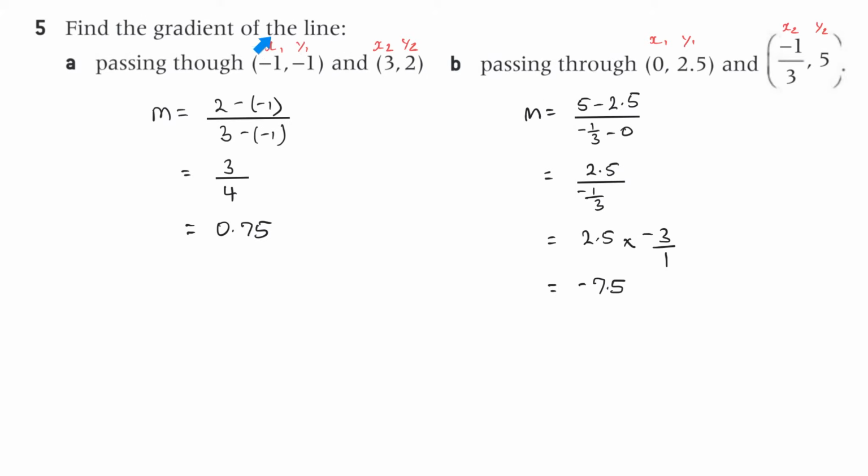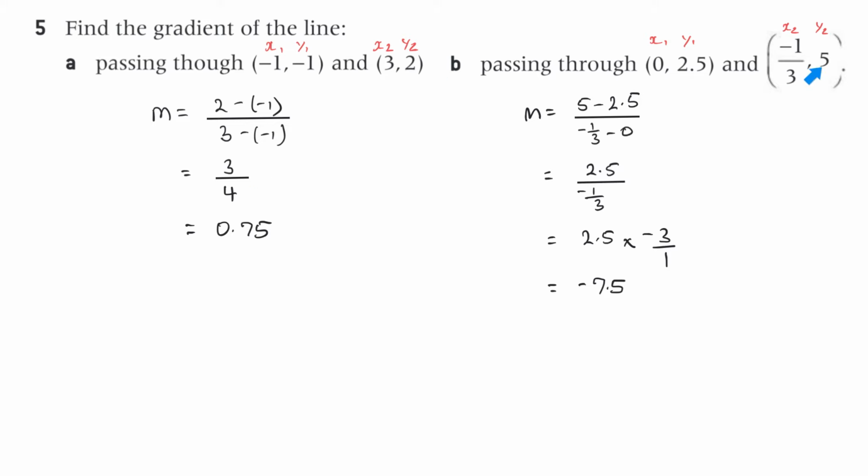5, find the gradient of the line passing through these 2 points. Okay, so (x1, y1) and (x2, y2). The slope is y2 minus y1, so that's 2 minus -1, over x2 minus x1, that's 3 minus -1. 2 plus 1 is 3, and 3 plus 1 is 4. So that's a slope of 0.75. It is quite fine to leave it in that form there.